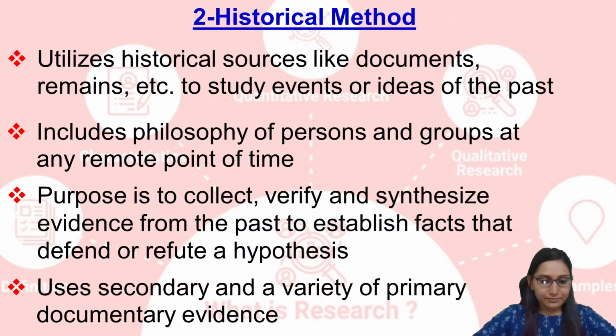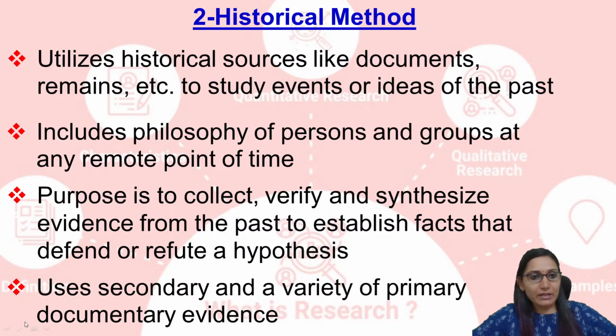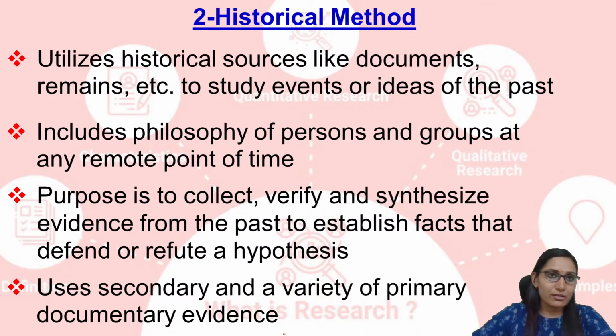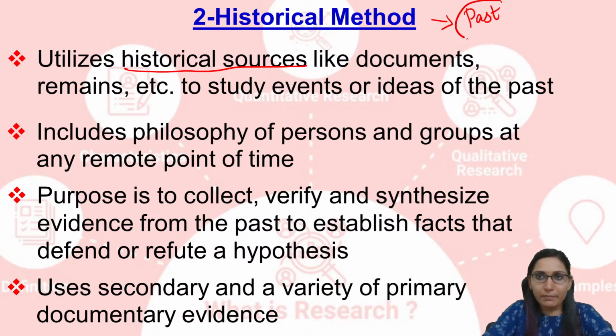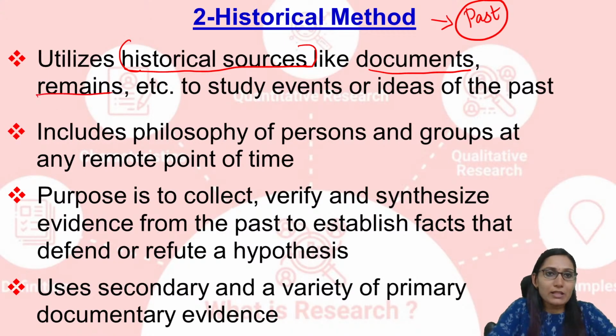So let's start. Okay. So historical method, that is the historical method of doing or conducting research. The historical method utilizes historical sources like documents, remains, etc. to study the events or the ideas of the past. So history means some event of the past. History refers to past occurrences, past incidents, etc. So the historical method of research utilizes historical sources like documents, remains, etc. in order to study events or ideas of the past.